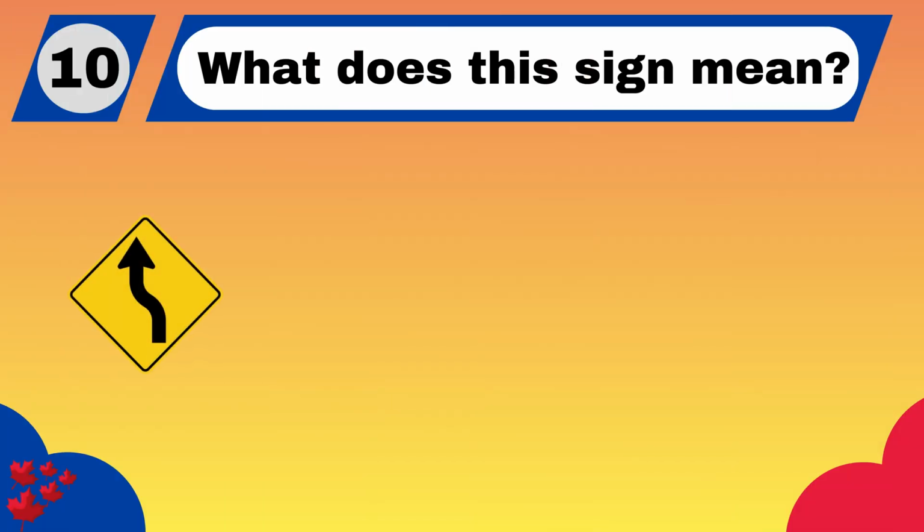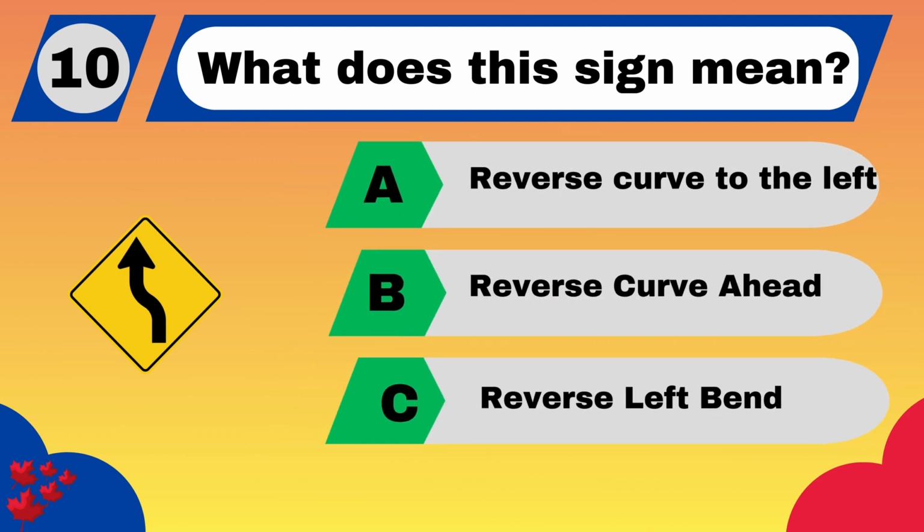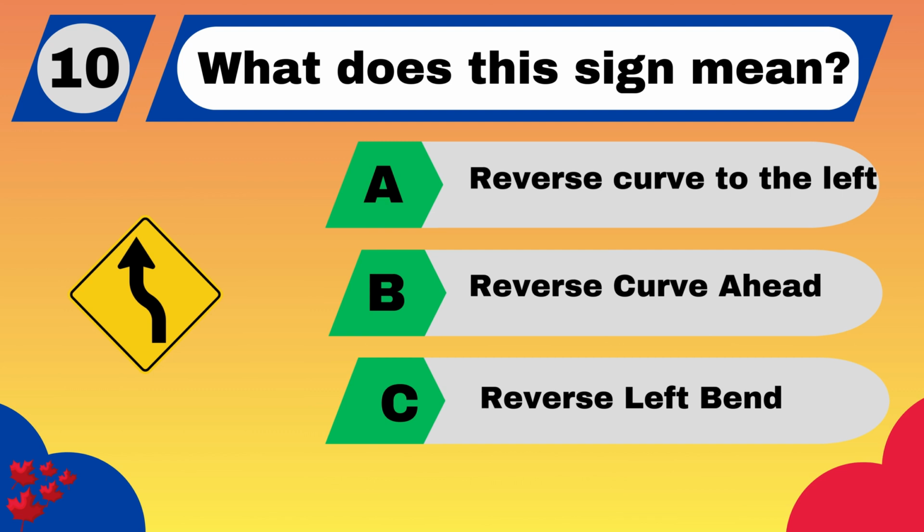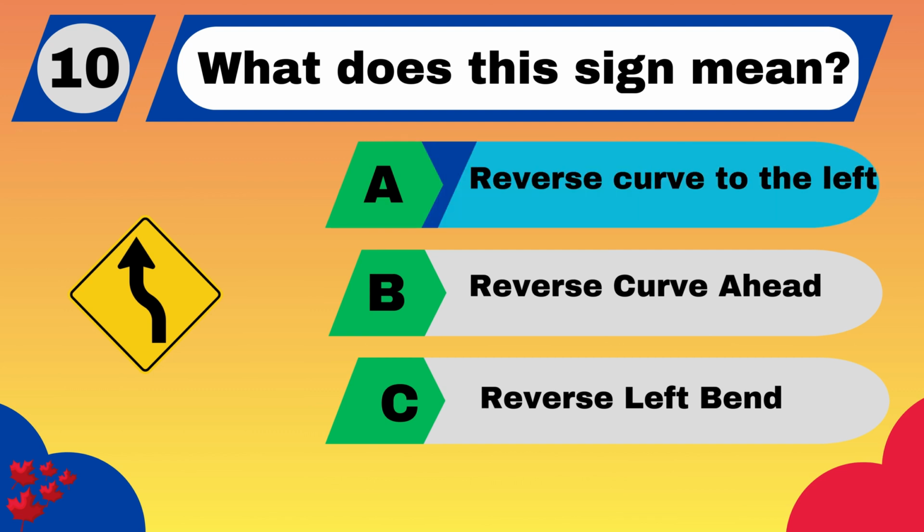Question 10. What does this road sign indicate? A. Reverse curve to the left. B. Reverse curve ahead. C. Reverse left bend. That's correct. A. This sign warns of a reverse curve to the left.